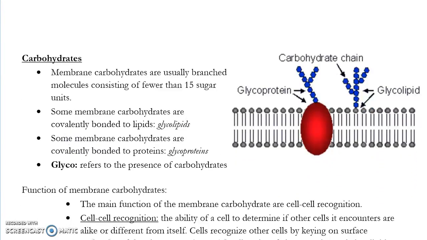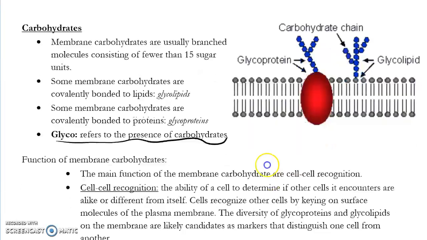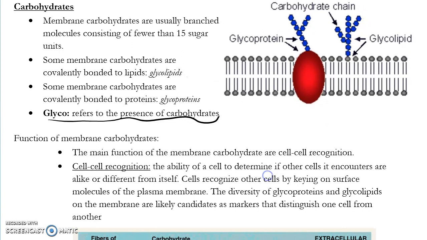And then you have carbohydrates. These are named based on where they attach to. So if they are attached to a protein, they are a glycoprotein. If they're attached to a lipid, they are a glycolipid. The glyco refers to the presence of a carbohydrate. So you'll hear words like glycogen. Glycogen is a storage molecule of carbohydrates. Glyco, again. And the main function of the glycoprotein and glycolipids is the cell-cell recognition. So this is another way that cells can communicate with each other.